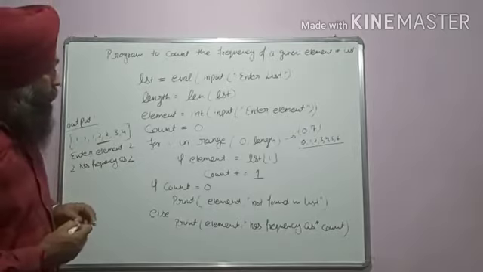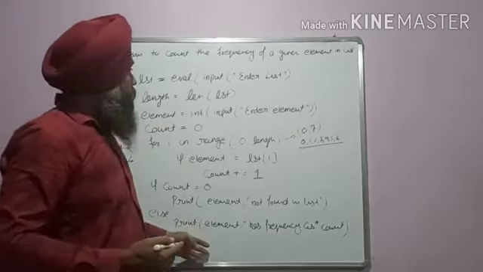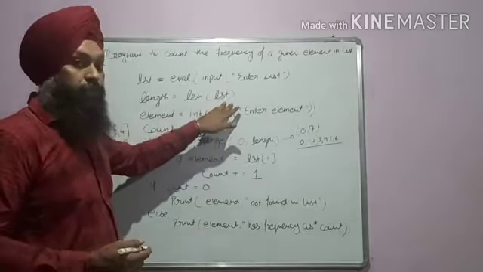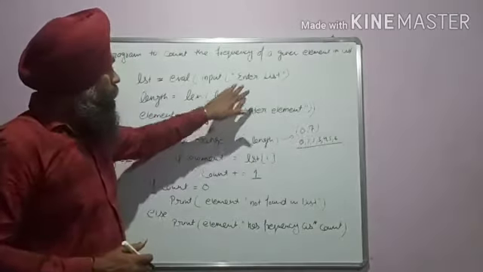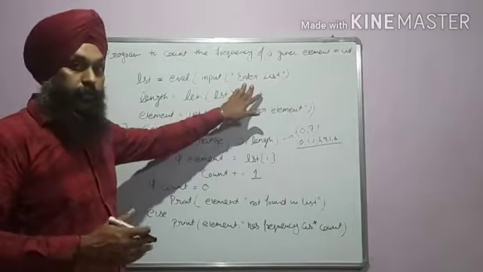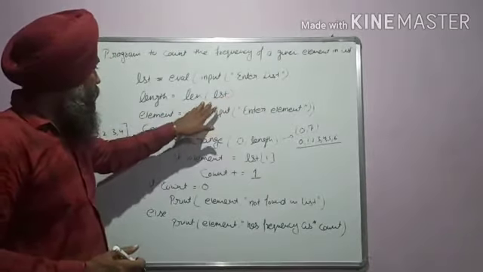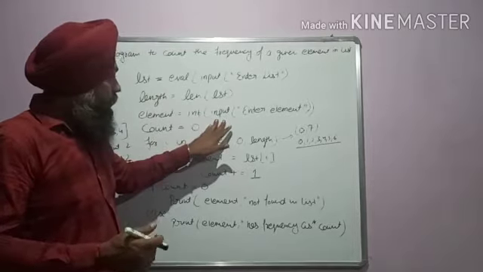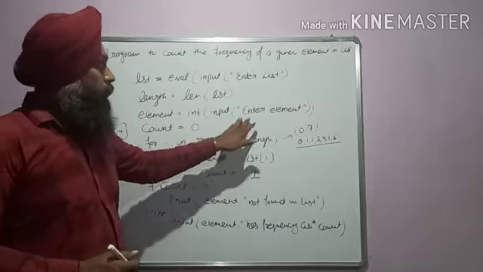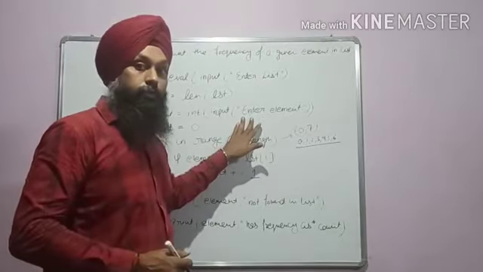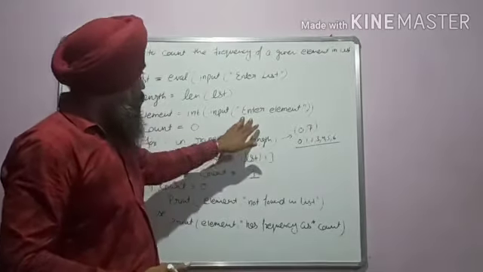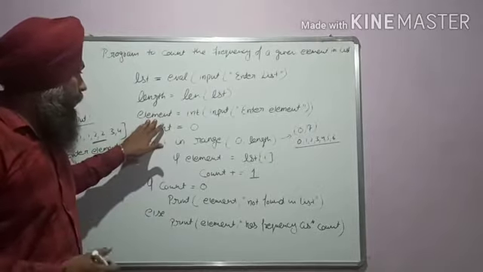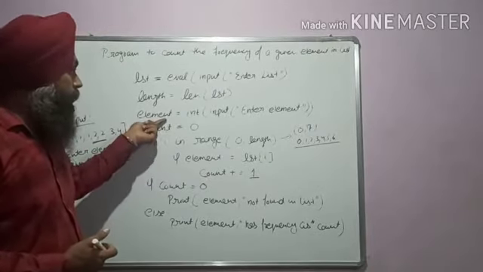So now we will see the coding. Here we have entered the list. The first two steps are similar to the previous program. The user will enter the list through the keyboard and we will calculate the length of the list, and here the user will enter the element whose frequency he wants to find. So that value will be stored in the element variable.